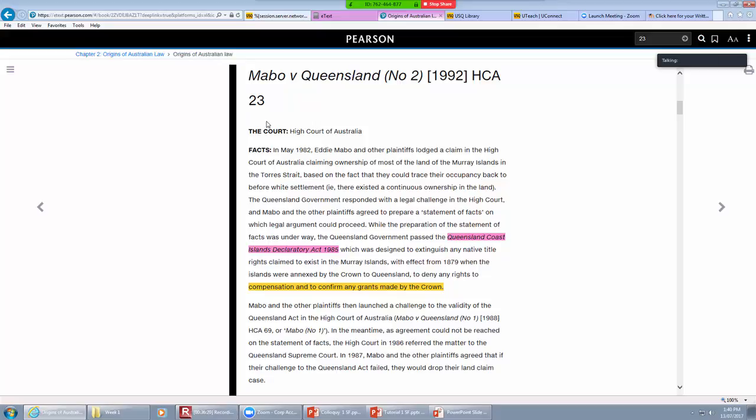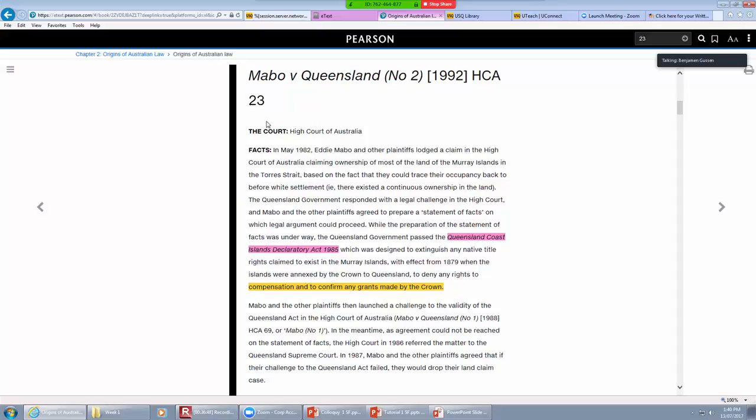Why does the name Mabo come first and Queensland second? Could it be Queensland and Mabo? Yes. So why did we start with Mabo? Because they are the movement. They are the ones that started the action. So they went to the court and want to sue, okay, the government of Queensland. It could be the other way around, right?